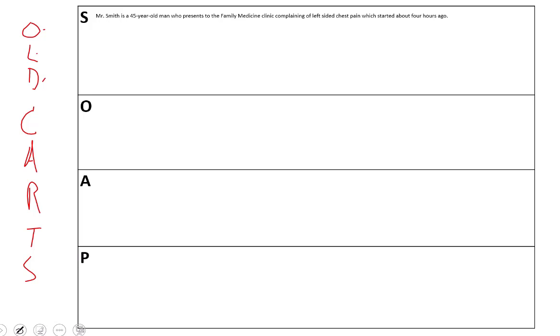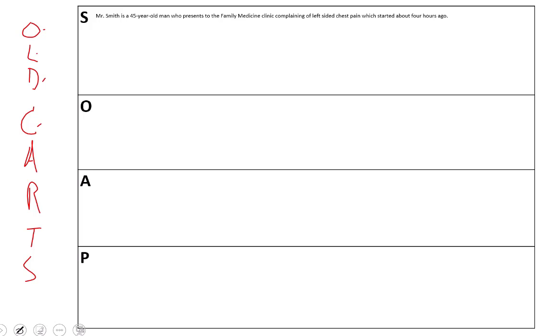D is duration. And duration is not necessarily the same as onset because it could be that the pain comes and goes. There's times when it starts and times when it stops over a certain amount of time. So the onset could be 4 hours ago, but the duration of the current pain could be 15 minutes. Or the duration when it started 4 hours ago could have been for 10 or 15 minutes and it subsided. So not necessarily the same as onset.